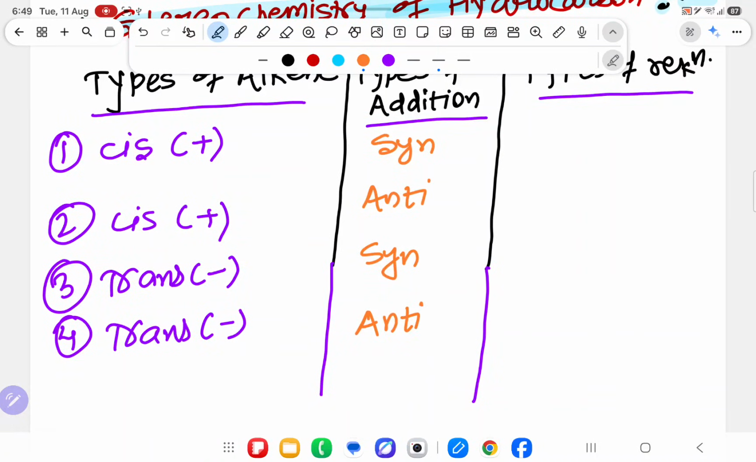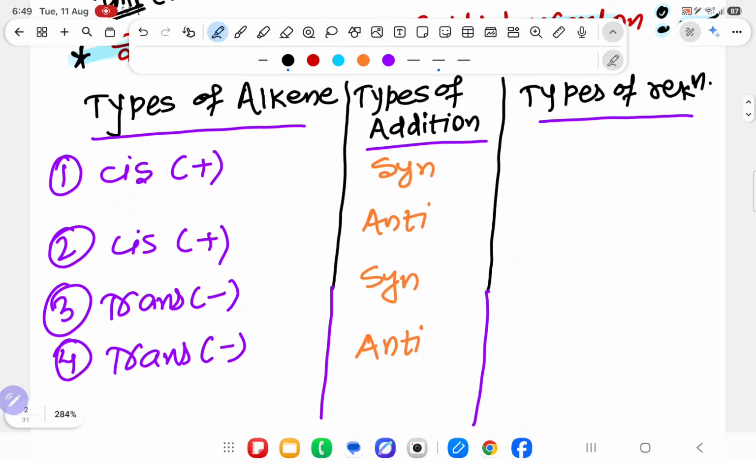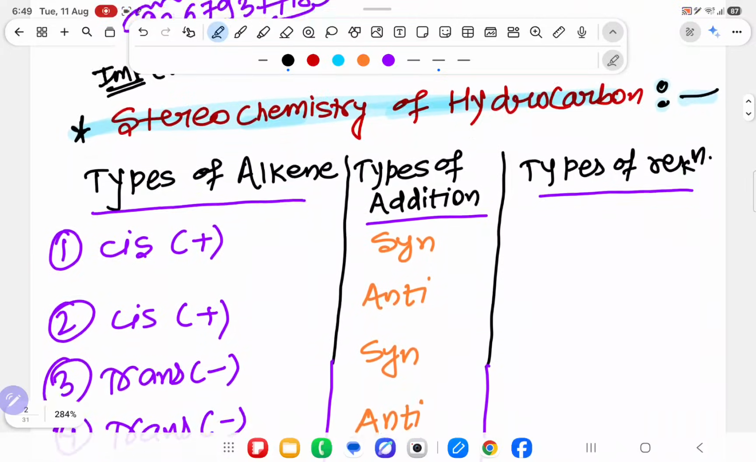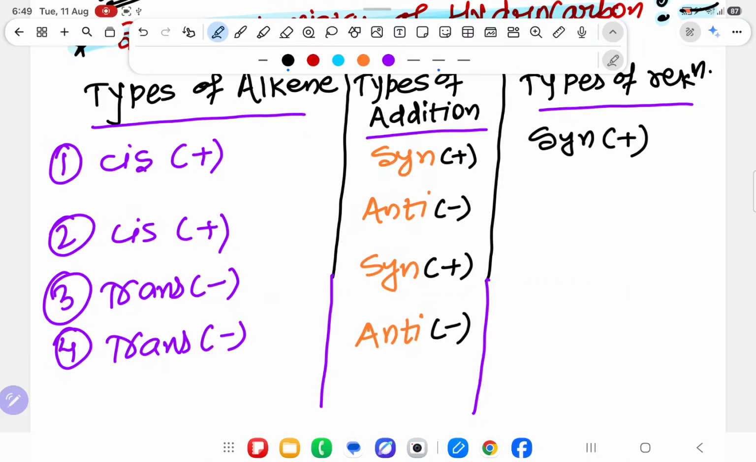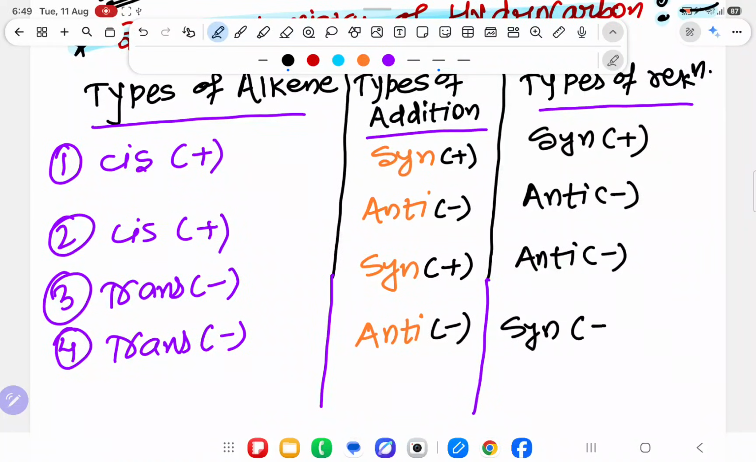Now, if cis and trans is not given, suppose for hydrogenation cis and trans is not given, then always do syn. But if cis is given, take syn as positive, anti as negative. Now positive and positive, what will it become? Positive. So it will become syn addition. Positive and negative, it will become negative. So it will do anti addition. Negative and positive will become negative, it will do anti addition. And negative and negative will become positive, it will do syn addition.